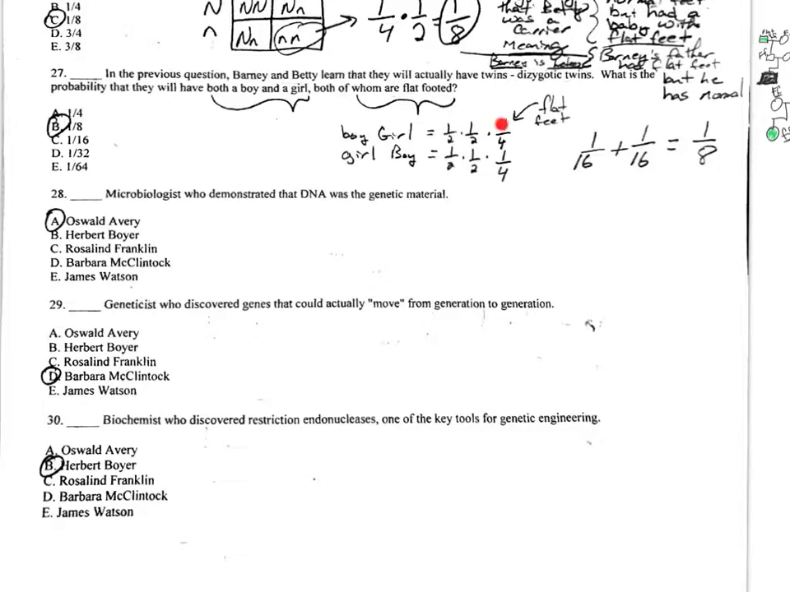And then there's a 1/4 chance of getting flat feet for each. So you multiply these across. That's 1/16 for each ordering, since 2 times 2 is 4, and 4 times 4 is 16. Two orderings make 2/16, which is 1/8. So your chance of getting that is 1/8.